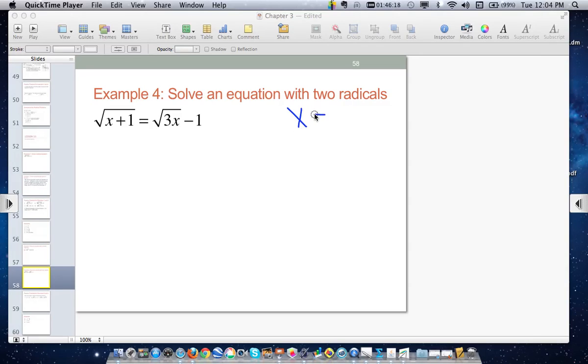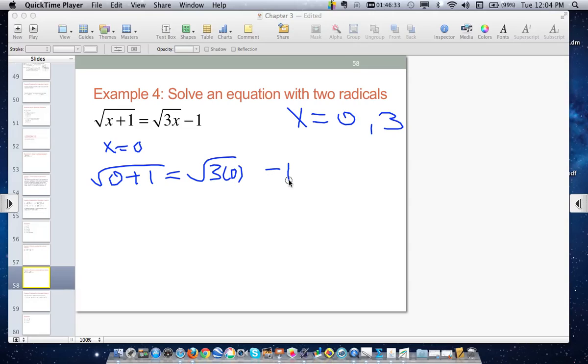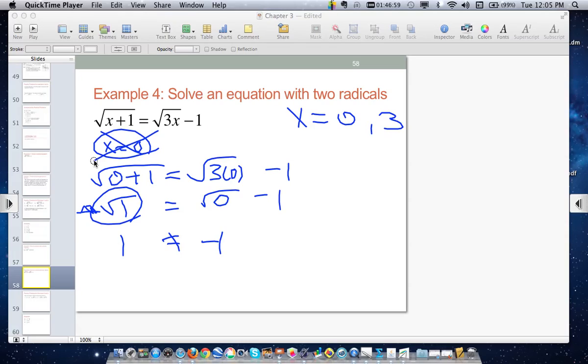All right, so we said that x could be equal to 0 or 3, so we want to check it. So let's check for x equaling 0. So plug it in. Does 0 plus 1 equal the square root of 3 times 0 minus 1? All right, so the square root of 1 is equal to 1 on the left-hand side. The square root of 3 times 0 would be 0. 0 minus 1 would be negative 1. Those are not the same. Remember, we assume we want the positive unless there's a negative in front. Since there's no negative in front, we want the positive. 1 is not the same thing as negative 1, so x equaling 0 is not a solution.